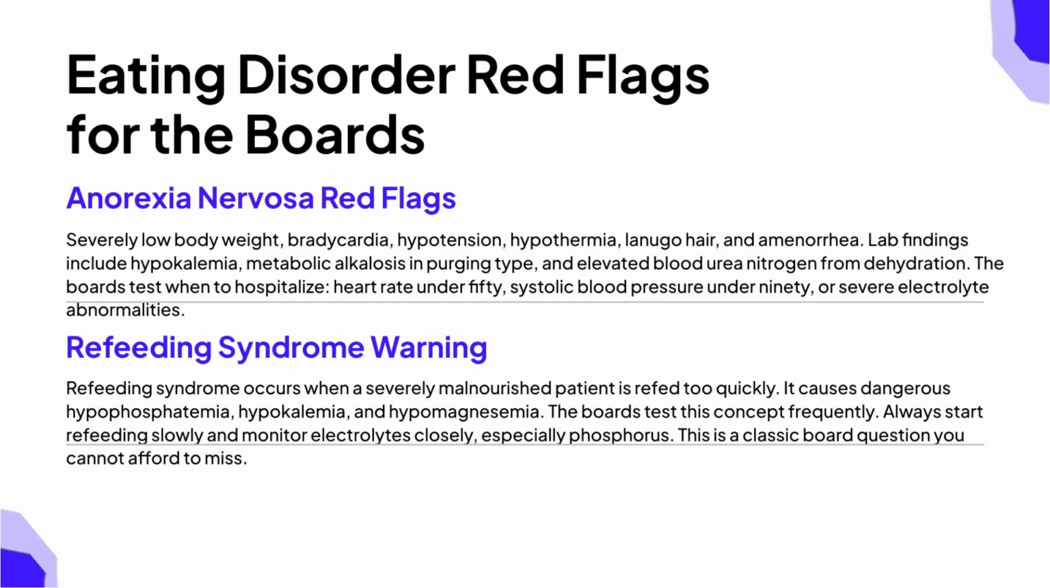Let us review syphilis treatment for the boards, because this comes up constantly. For early syphilis, meaning primary, secondary, and early latent, the treatment is a single intramuscular injection of benzathine penicillin G. This is critical to know. Benzathine penicillin G is the only acceptable treatment during pregnancy. For non-pregnant patients with a penicillin allergy, doxycycline is the alternative. For late syphilis, meaning late latent and tertiary, you need 3 weekly injections of benzathine penicillin G. For neurosyphilis, you need intravenous aqueous penicillin G for 10 to 14 days.